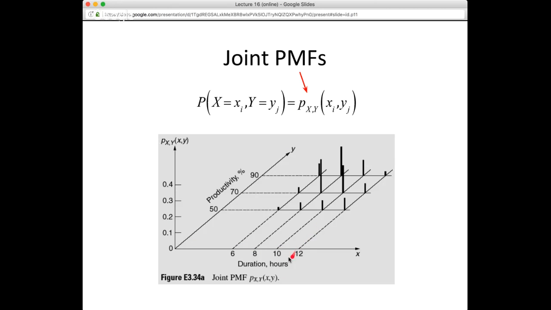So for every combination of duration and productivity, we're going to have a corresponding probability, and that's denoted here by the probability mass function P of the random variables x and y. Note that we see there's more probability for certain choices of xi and yj, while there's less probability associated with other choices of xi and yj.